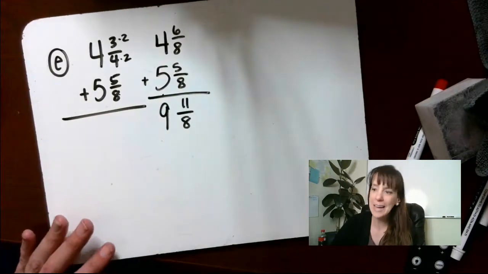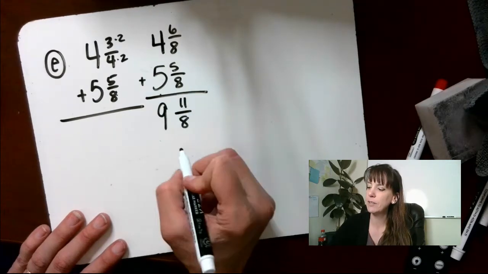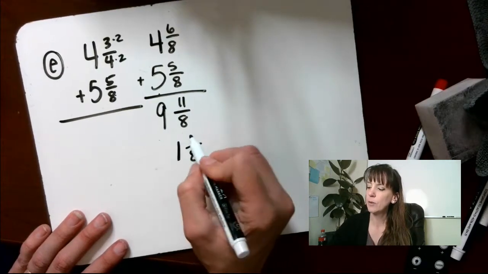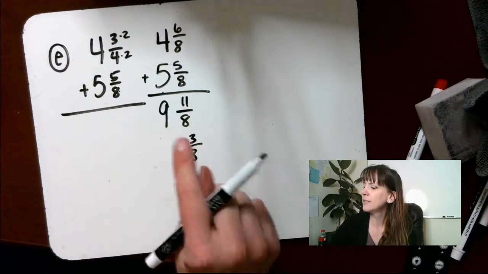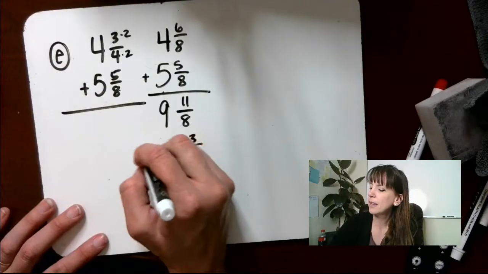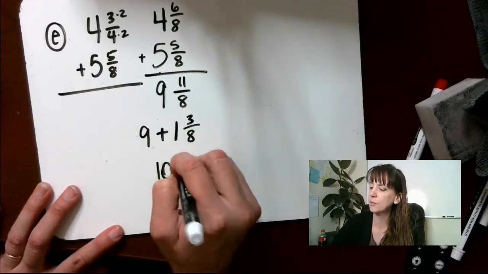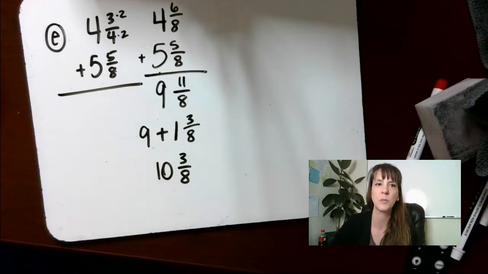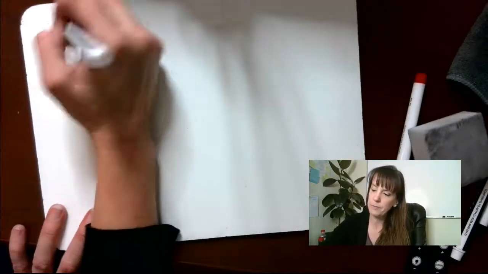I got to turn that bit into a regular mixed number. So 8 goes into 11 one time with a remainder of 3, right? So this would be 9 plus that, right? So our answer is going to be 10 3/8. 10 3/8. Good. That was E. Let's look at F.